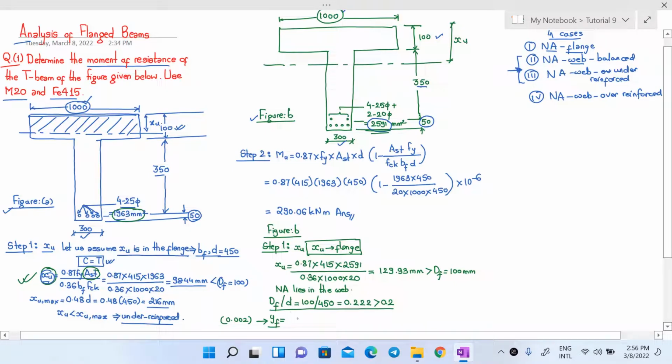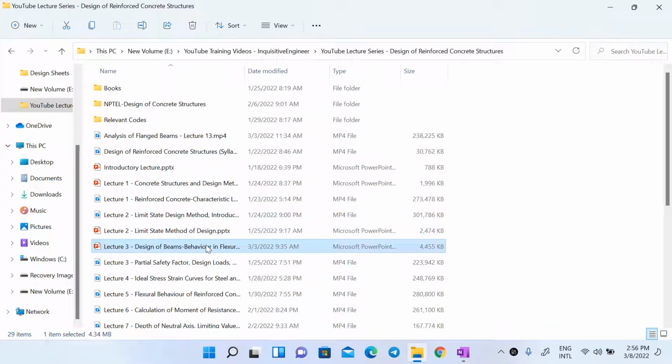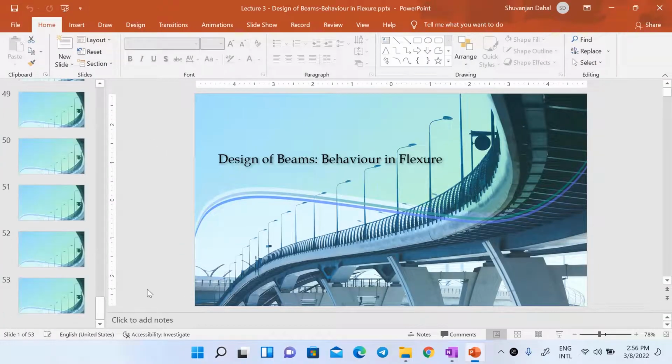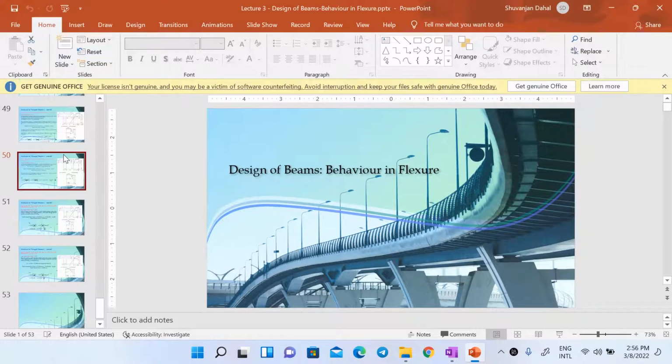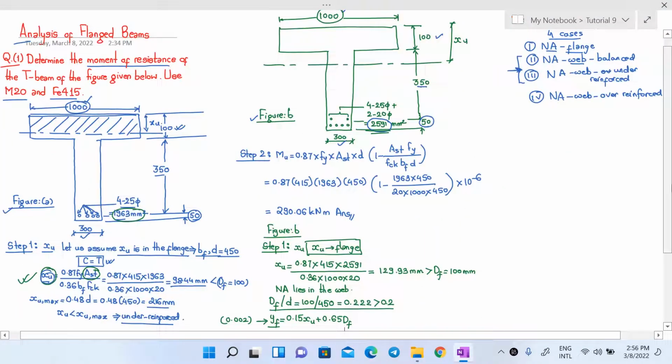yf is given by the formula 0.15 xu plus 0.65 Df. I think this is the formula that we use for yf. Let me check it. Yes, if you can see here, yf is 0.15 xu plus 0.65 Df, but not greater than Df. Okay, let us continue here.